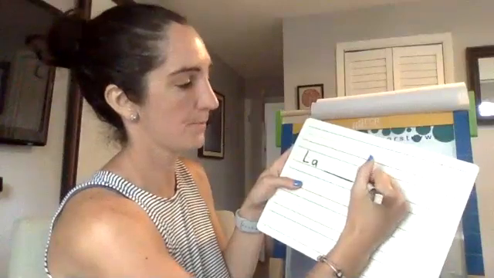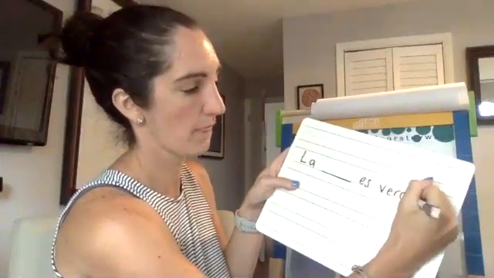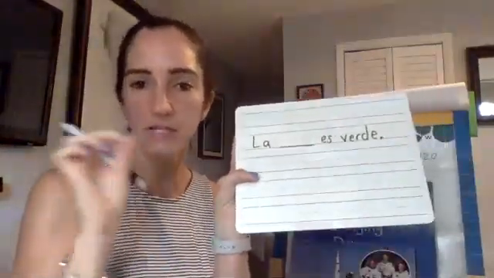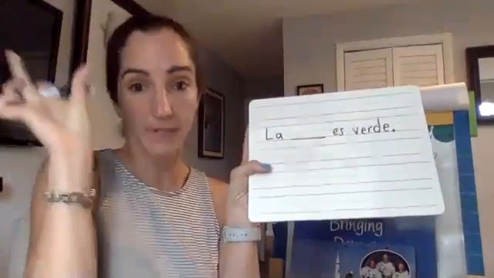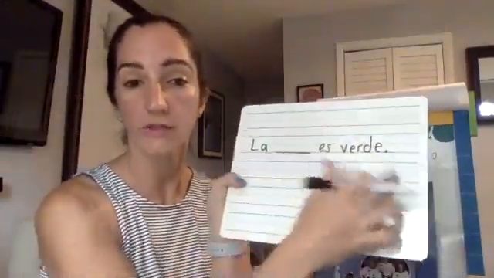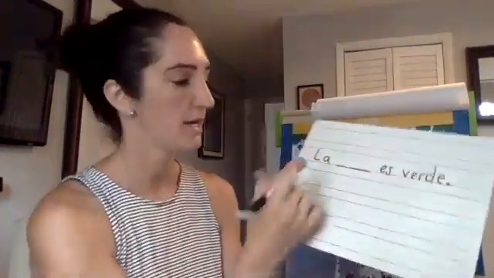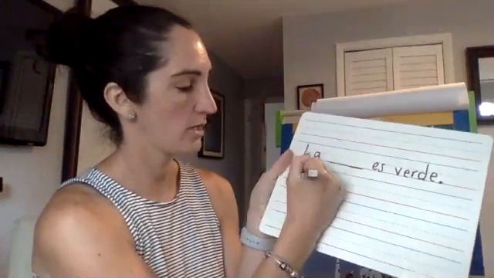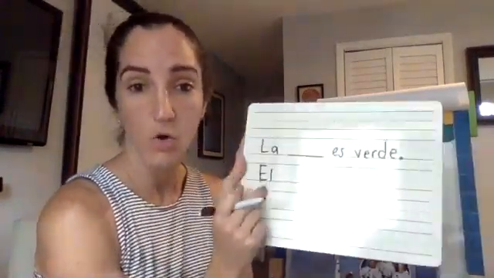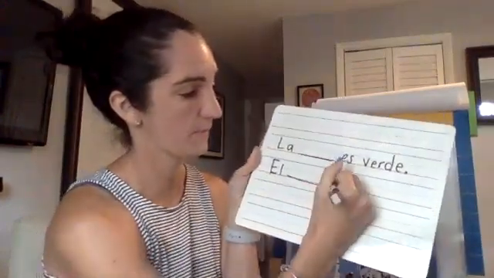La blank es verde. So tell me, remember you were supposed to color something that's green and label it green, but verde in Spanish. Well, today you're gonna tell me what that is that's green that you drew, or you could create something else. Now, depending on what your word is, you might use la, which is feminine, or el, which is masculine.